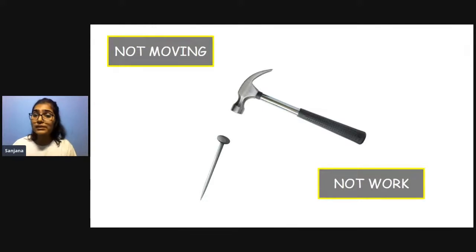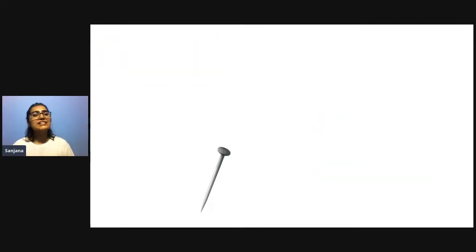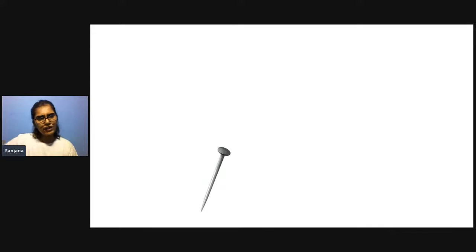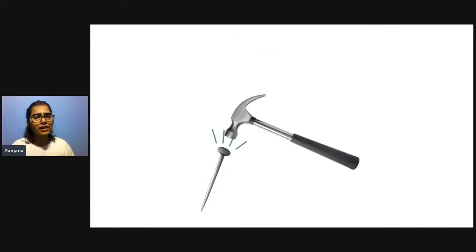Because the hammer is not moving, it is not doing any work. But let's take one more example. Now let's take this hammer and move it above the nail. When you move the hammer above the nail, due to the movement, the nail goes inside. That is, there is displacement. So because there's displacement, I'll say that work is said to be done.